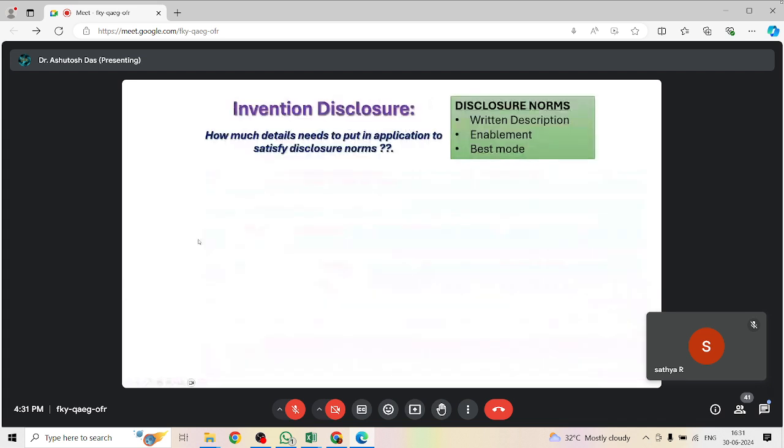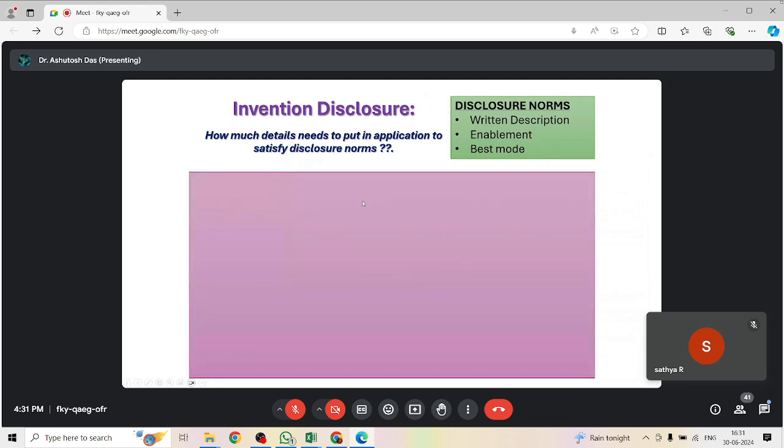Arguments. Then enablement of disclosure is very important. How much detail needs to be put in the application? You have to give every detail, otherwise they will not accept it. The description must enable anybody to use it. So what is the meaning? You visualize what it could look like in real life. Because you are presenting, you know about it, but others may not know. So how it looks should be presented so that they get an appreciation of it.